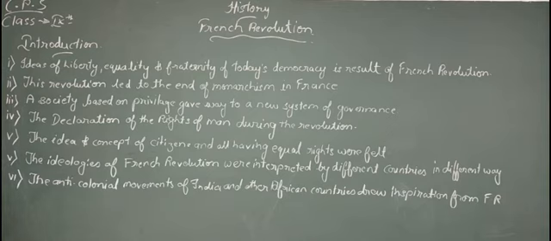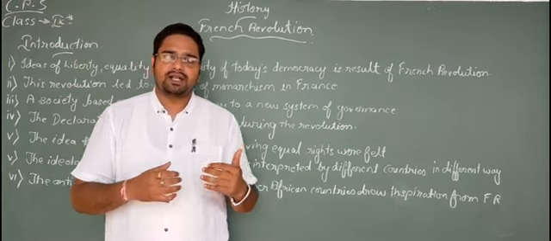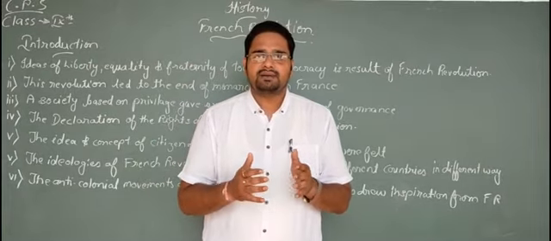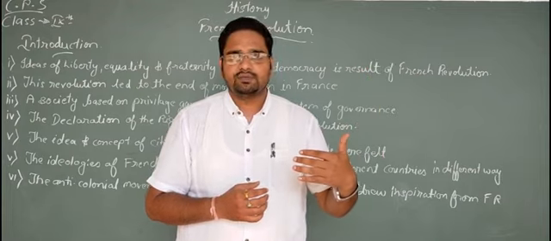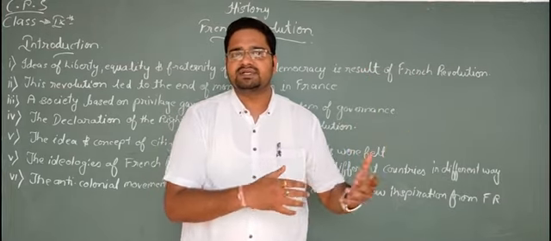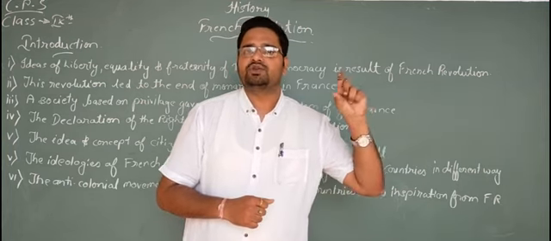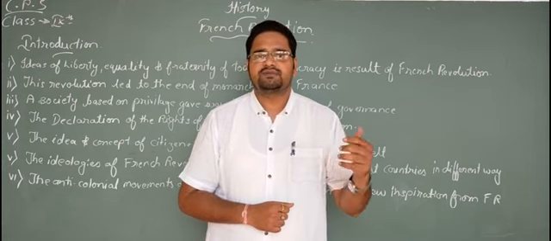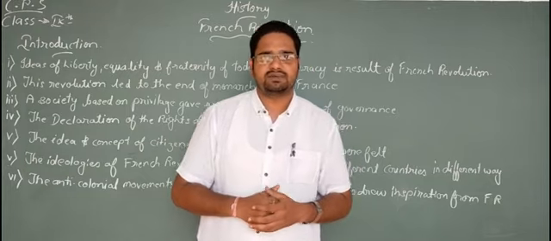Third point, a society based on privilege gave way to a new system of governance. ये point बहुत deep है, मैं जब chapter को पढ़ाना start करूँगा तब आपको in depth बताऊँगा. उस समय society अलग अलग भाग में बटा हुआ था. Basically clergy, मतलब जो church के लोग हैं, nobility, जो अमीर हैं या kingsmen हैं, या जो third state जिसमें आम जनता आती थी. तो जो clergy nobility थे, they were always given some preferences. उनको कहीं ना कहीं कुछ प्रिविलेज मिलता था, टैक्स एक्जेम्प्शन, टैक्स नहीं पे करते थे. इनफैक्ट थर्ड स्टेट इन लोगों को टैक्स पे करता था.